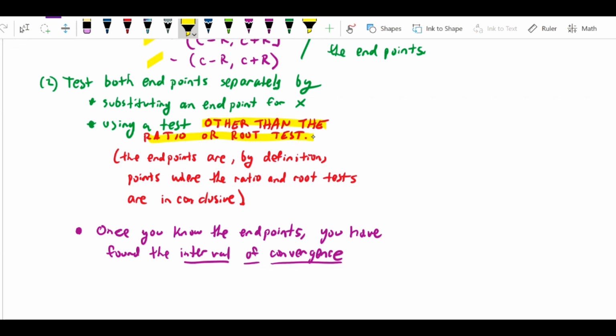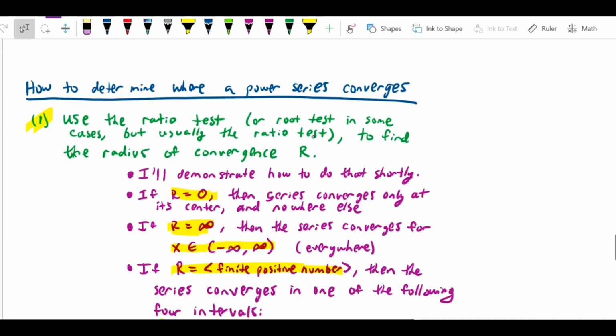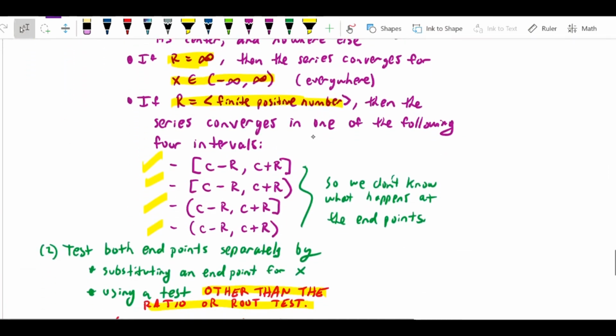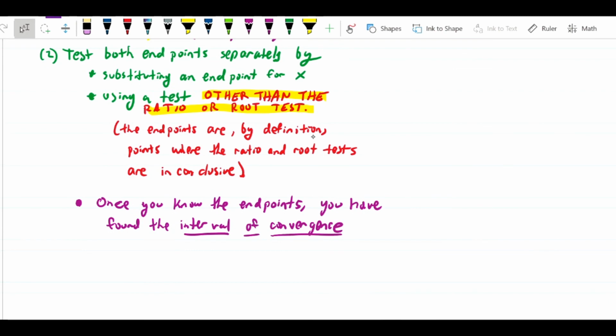Once you know what the endpoints are and whether the series converges or diverges at those endpoints, you've found the interval of convergence. I've put all this here. Let me just scroll through it. As we go through the process, if you want to have these virtual living notes, you can come back to what I've written here and use that to go through the recording and go through the process.